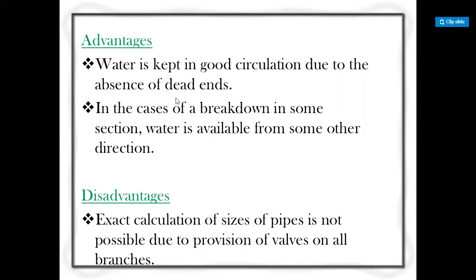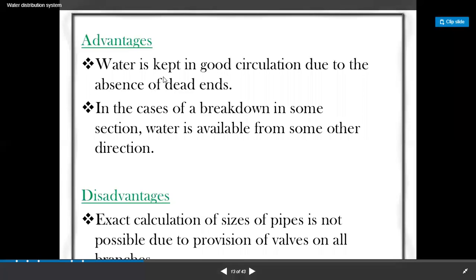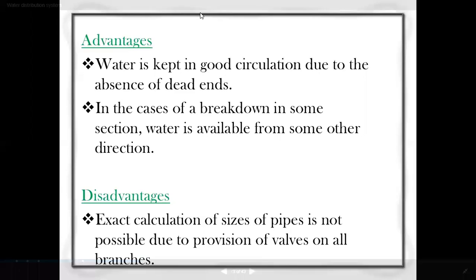See again, what are the advantages? Water is kept in good circulation due to the absence of dead ends. Then in case of breakdown in some section, water is available from some other direction. Then what are the disadvantages? Exact calculation of size of pipe is not possible due to the provision of valves on the branches. Hope you all get the gridiron system.